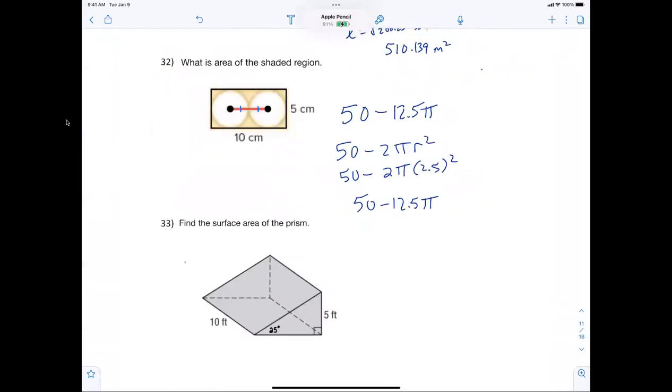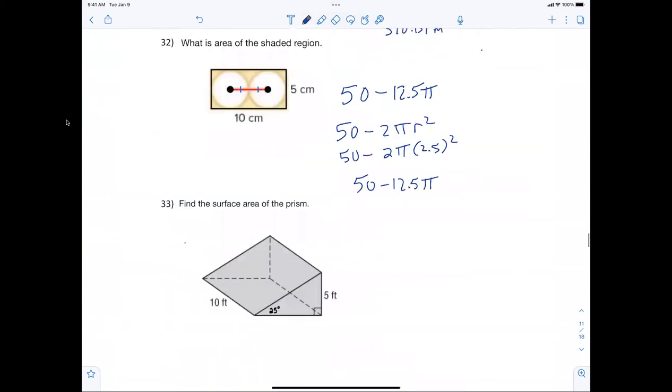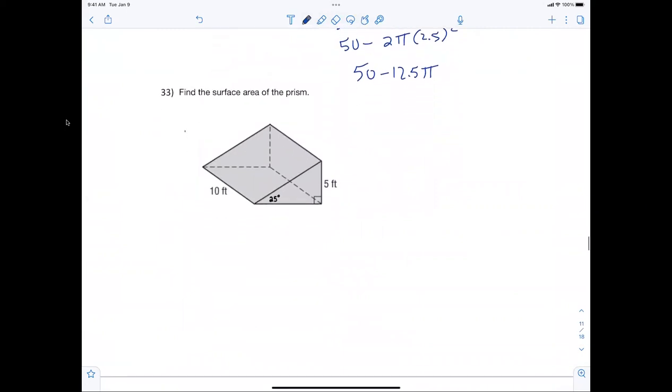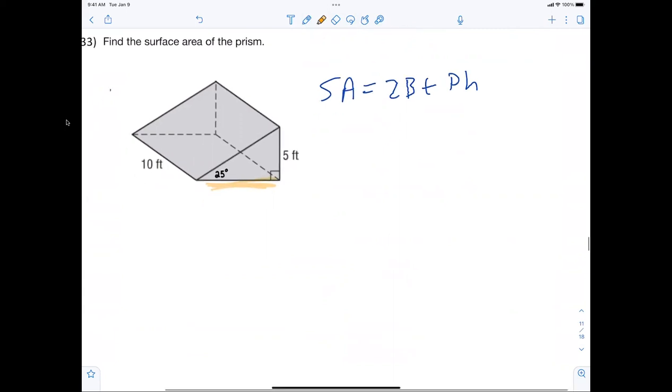How many problems are there? 52. Man, we got 20 more to go. All right, let's go. 33. So surface area here. What's the formula again? 2B plus Ph. 2 times the area of the base plus the perimeter times the height. Uh-oh, we got all kinds of problems here. I'm missing one side. So how do I find that side?